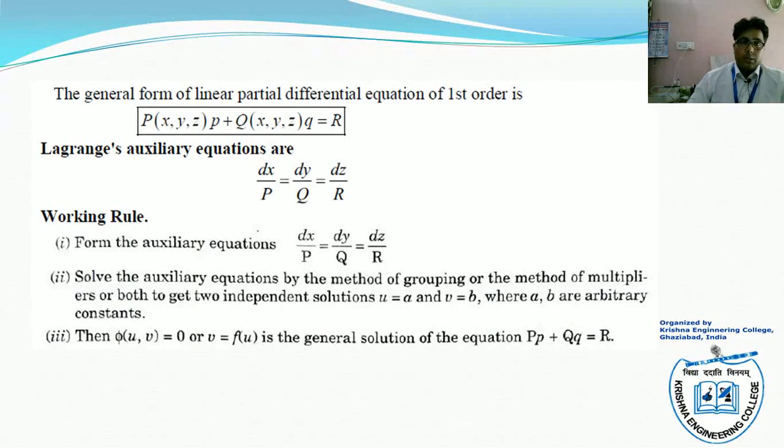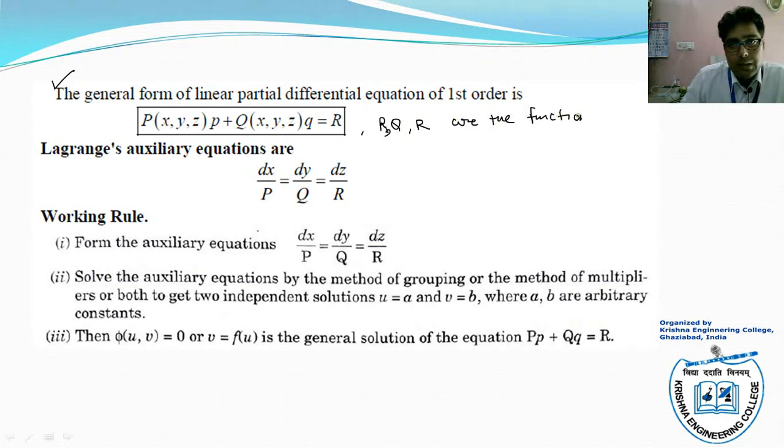Clear? The general form of the linear partial differential equation of first order is Pp plus Qq is equal to R, where P, Q and R are the functions of x, y and z. Lagrange's auxiliary equations are dx upon P, dy upon Q, dz upon R.